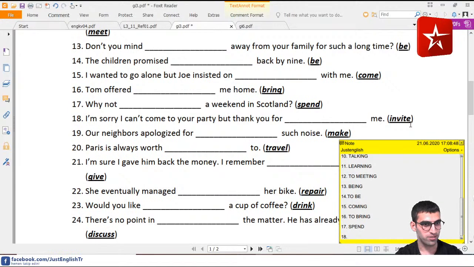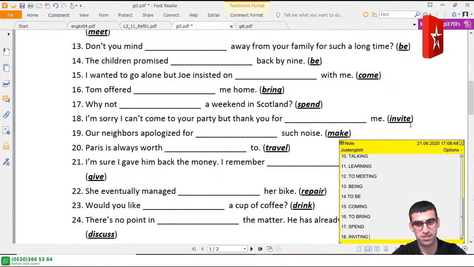Okay, I know. I moved the note box down. Could you move the note window? Inviting. Yes, inviting is a correct answer for this question. I am sorry I can't come to your party, but thank you for inviting me, not invite. Okay, after prepositions, as you know, we use gerund. We don't use infinitive.